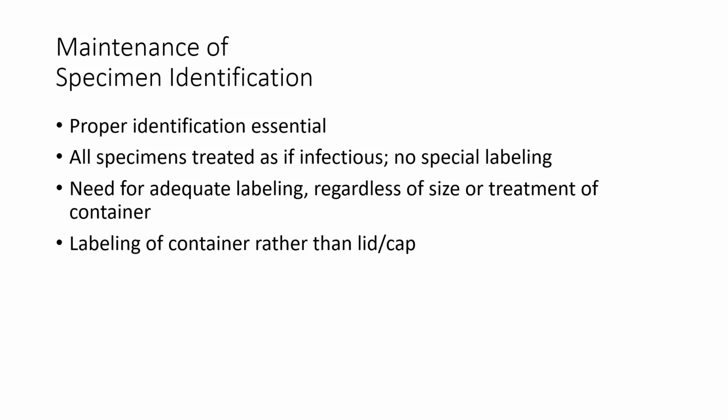Proper identification is essential, as I mentioned previously. All specimens are treated as if infectious, so there's no special labeling that goes on a blood tube. Everything's treated as if it could cause infectious diseases. The need for adequate labeling, regardless of size or treatment of the container, is important. You want to label the container rather than the lid or the cap, because lids or caps can fall off, but the container is going to contain the actual patient's specimen. So you can always replace the cap with the appropriate patient specimen if the tube, or the container, was the one that was labeled.